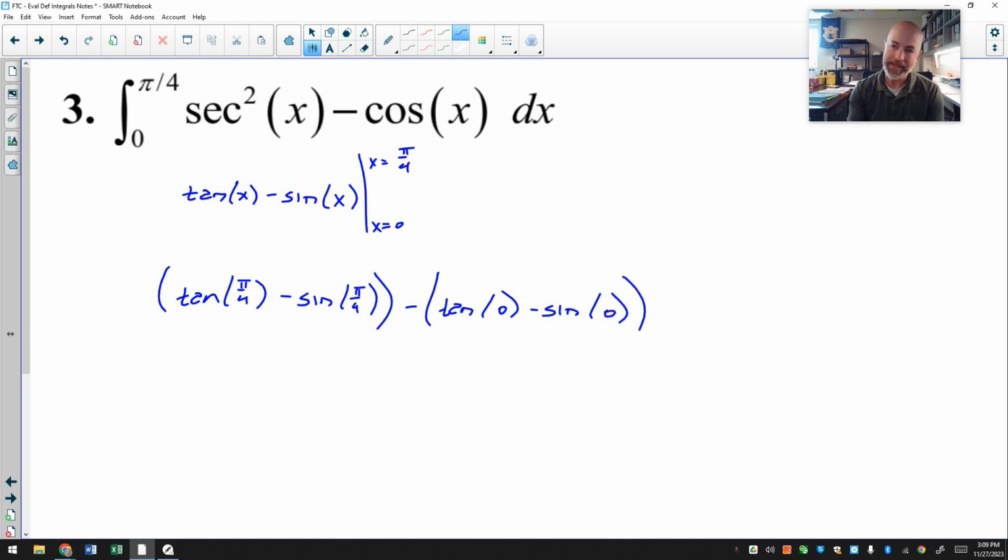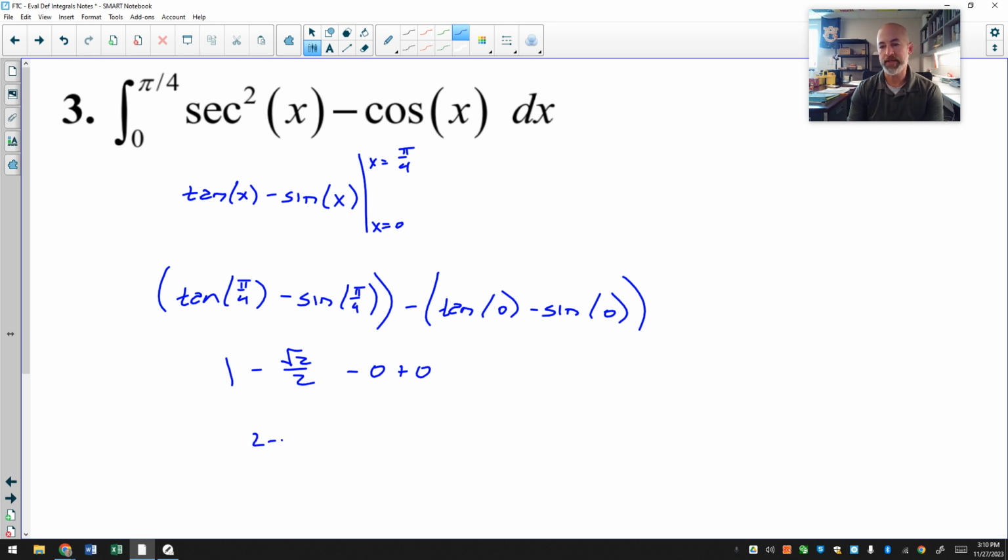And again, in a world of free response, that is an acceptable answer. But in the world of multiple choice, you'd have to clean that up. Tangent of pi over 4 is 1. The sine of pi over 4 is root 2 over 2. Tangent of 0 is 0 plus, distribute that negative. The sine of 0 is also 0. So we have 1 minus root 2 over 2. That might be how the answer is in multiple choice.